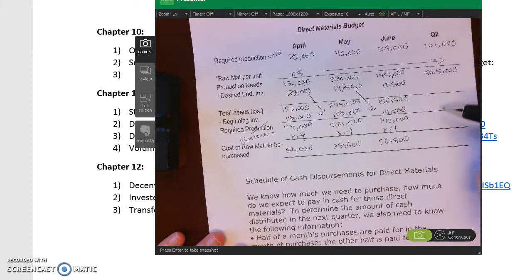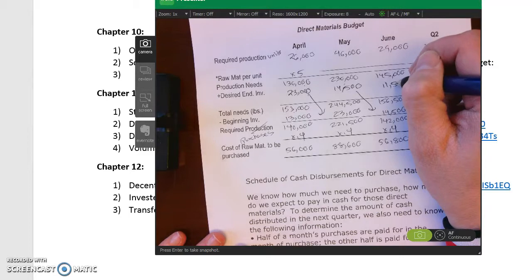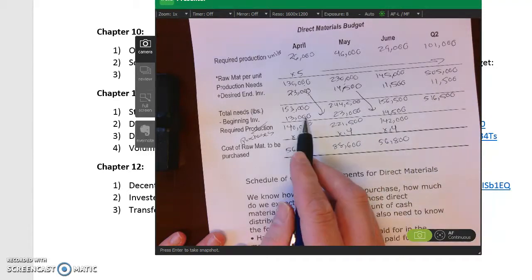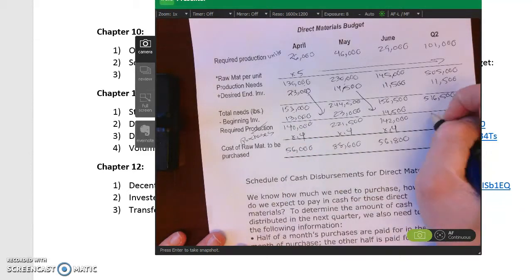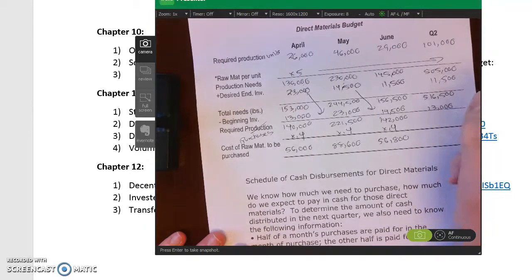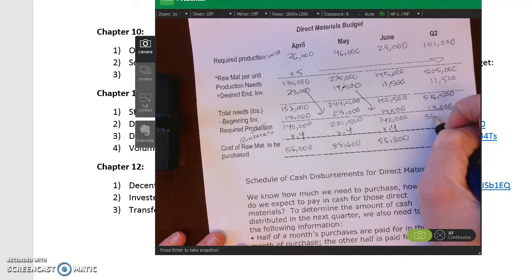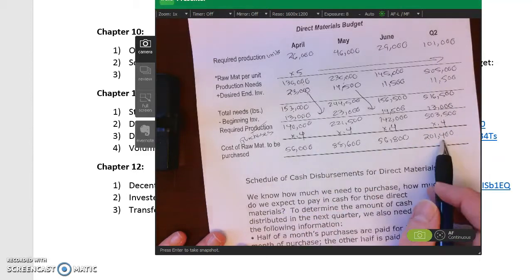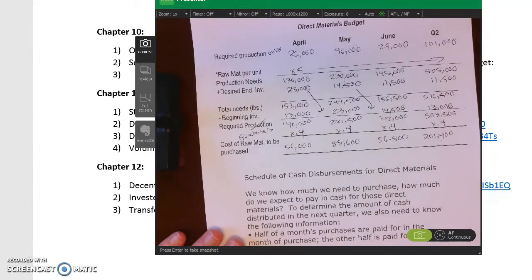Now I can fill it in for the quarter. My desired ending inventory for the quarter is the same as my desired ending inventory for June, because June is the end of the quarter. Then I add down, I get my 516,500. My beginning inventory for the quarter is what it was at the beginning of April, 13,000. Then I subtract the 2. That gives me my 503,500, and I multiply that times 0.4, and that gives me my 201,400. To check your math, add these 3 and make sure you get the 201,400, which you will in this case.